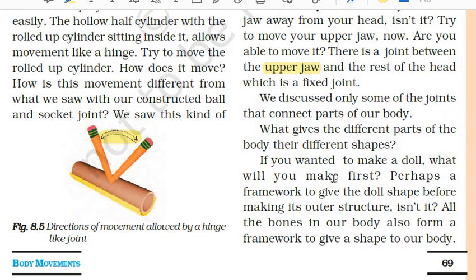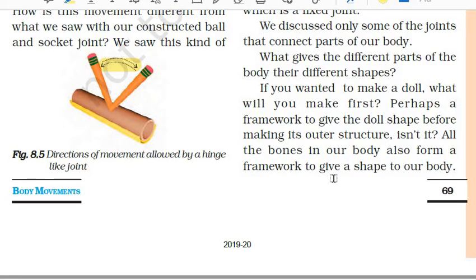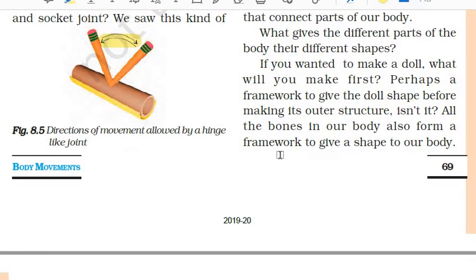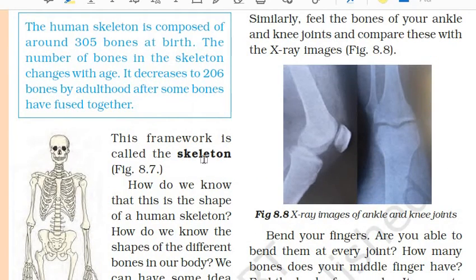We discussed only some of the joints that connect parts of our body. What gives the different parts of the body their different shapes? If you wanted to make a doll, what will you make first? Perhaps the framework, to give the doll a shape before making its outer structure, isn't it? So all the bones in our body also do the same work, and they give us a framework to give a shape to our body, which is known as the skeleton.